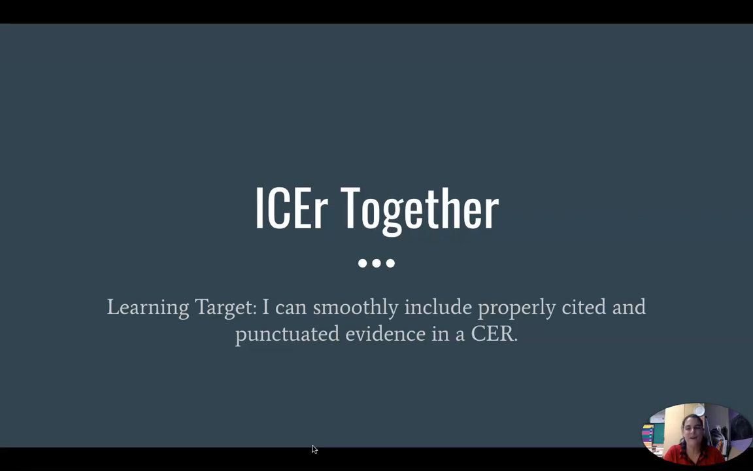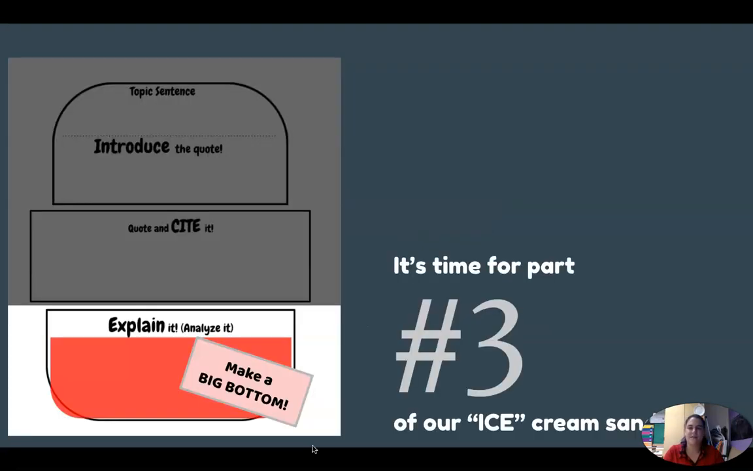All right, we're here to put it all together with our ice cream sandwich, and our learning target is I can smoothly include properly cited and punctuated evidence into a CER. All right, so now we are going to talk about that bottom section of explaining it and analyzing it and making this the big part of our paragraph.